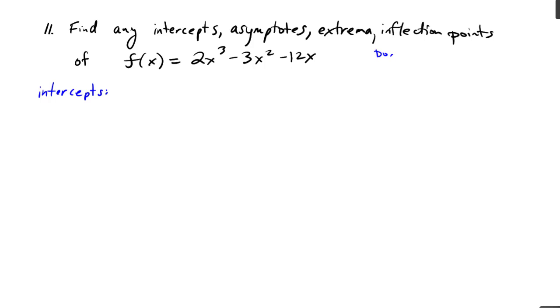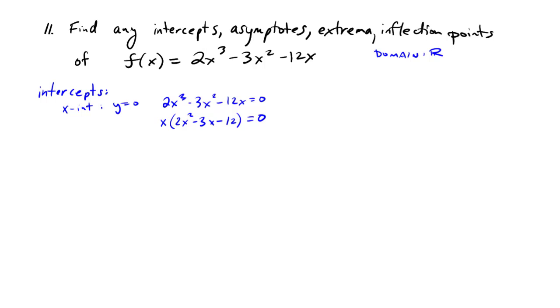First, my domain is obviously all real numbers because this is a polynomial. So the x-intercepts would be when y is 0. So I'm going to have to do 2x cubed minus 3x squared minus 12x equals 0, which would give me x times 2x squared minus 3x minus 12 equals 0. Then this would give me x equals 0 as a root.